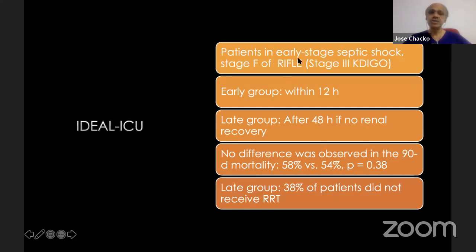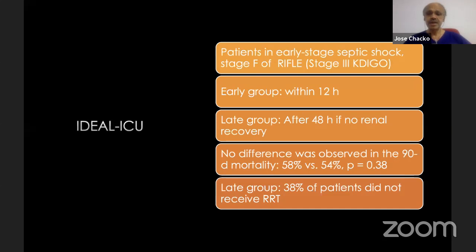So they chose RIFLE F. In the early group, patients had dialysis or renal replacement therapy within 12 hours. In the late group, they waited for 48 hours after reaching RIFLE F. At the end of this waiting period, if they still required dialysis, they would do it. Otherwise, they obviously wouldn't do it.